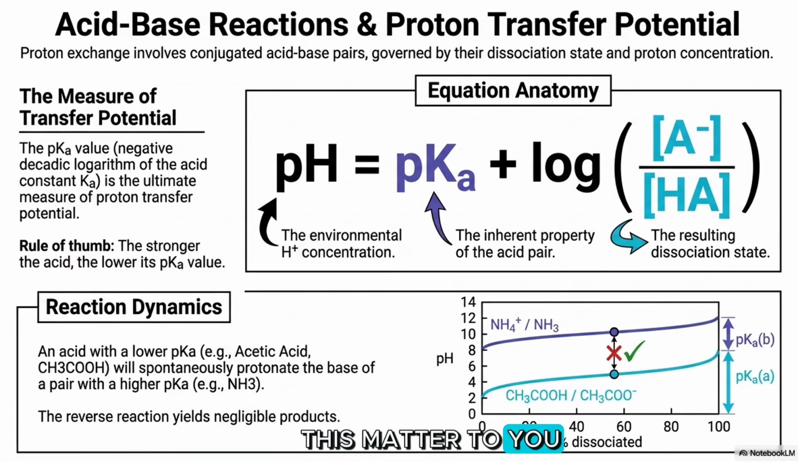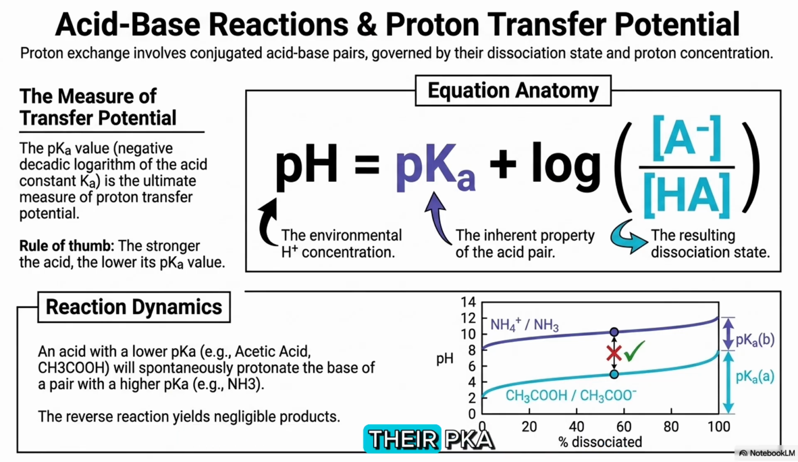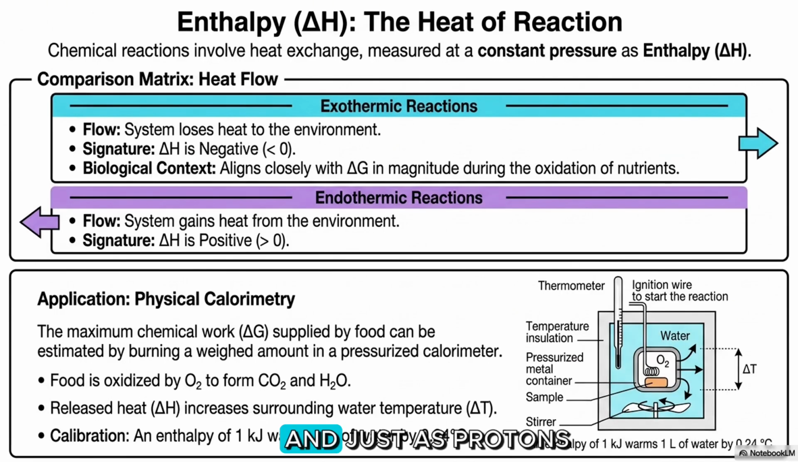Why does this matter to you? Because every single enzyme in your body relies on precise protonations, and medications are absorbed strictly based on their pKa relative to the pH of your stomach and intestines. And just as protons flow, so does heat.